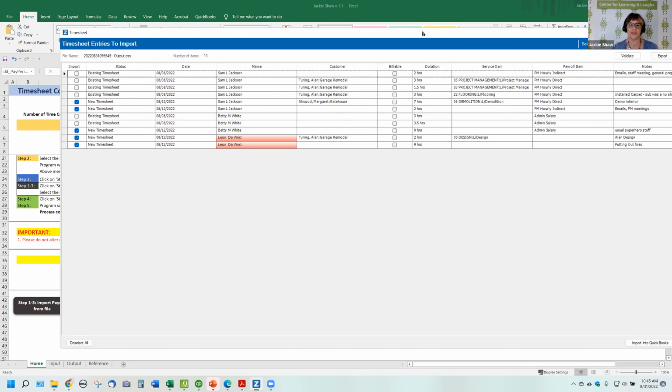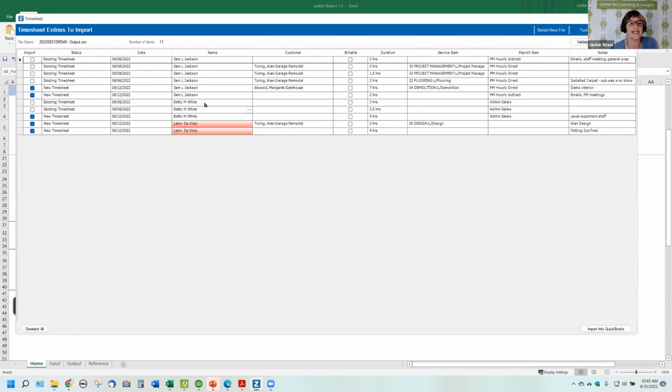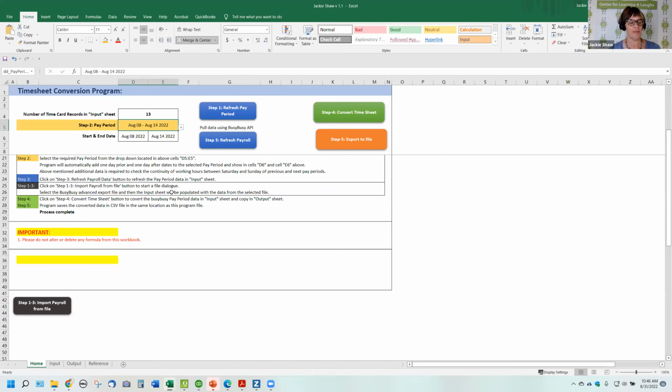But notice here, this is what's going to get imported into QuickBooks. Notice Betty White does not have a customer because she's the admin. She doesn't have service items, she's the admin. Samuel L. Jackson has no customer here for 2 hours and no service item because he was doing indirect work. It says emails and PM stuff, right? So this is what it should look like at the end of the day, right? We don't want to see the fake jobs and fake items. Are they in BusyBusy? Oh yeah, they are. I made them. But they're not going to get into QuickBooks because of this super cool system that BusyBusy has created.